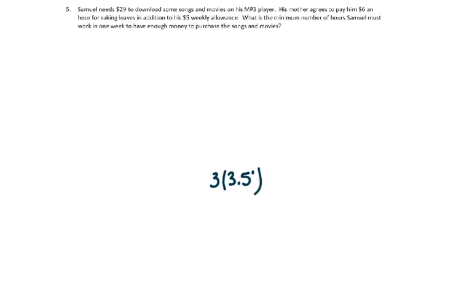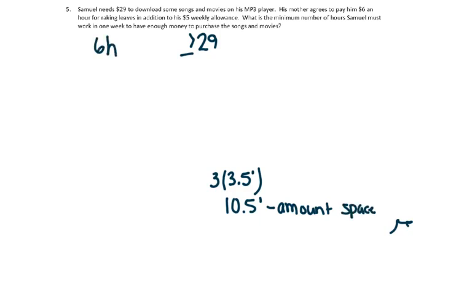Okay. It says Samuel needs $29 to download some songs and movies on his MP3 player. So he needs at least $29. So we're going to say greater than or equal to $29, because if he has less than $29, he won't be able to download those songs and movies on his MP3 player. His mother agrees to pay him $6 per hour. So we're going to represent that as 6H for raking leaves, in addition to, so plus, his weekly allowance of $5.